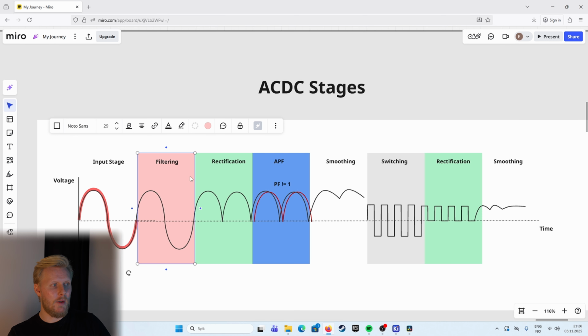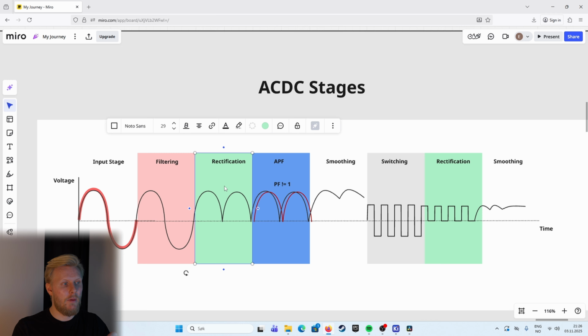And this is where the filtering stage comes in. And I haven't drawn any parallels to the specific devices that you might be using in these cases, but I'll mention them now. In filtering, you would use a filter, so an EMI filter more specifically, which would filter out the high frequency noise from the socket. So you have a cleaner AC signal.